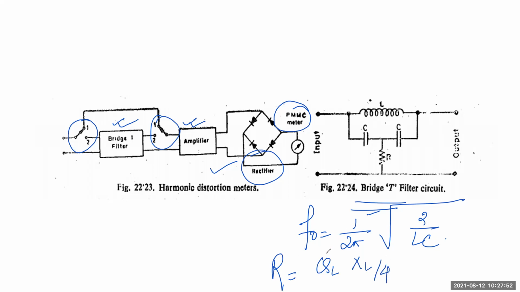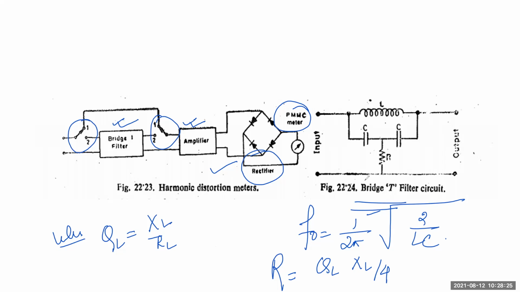Here QL is equal to XL by RL, where RL is the resistance of the inductor. The attenuation of the fundamental frequency component is infinite under these conditions. So I think this is a T-bridge.